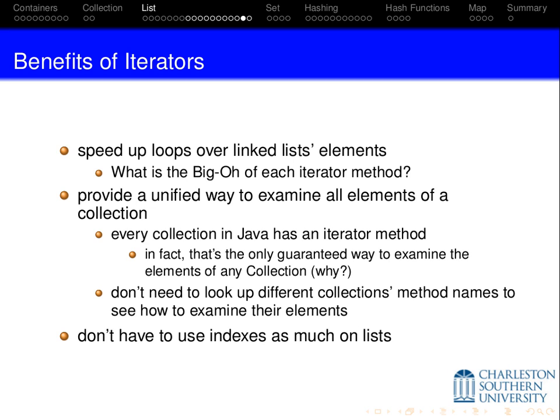All right. Provides a unified way to examine all elements of the collection. What does that mean? If you have different data types, you still have just one way of iterating. So if you have different objects, every collection has an iterator method. In fact, that's the only guaranteed way to examine elements in any collection. Ooh, why is that?